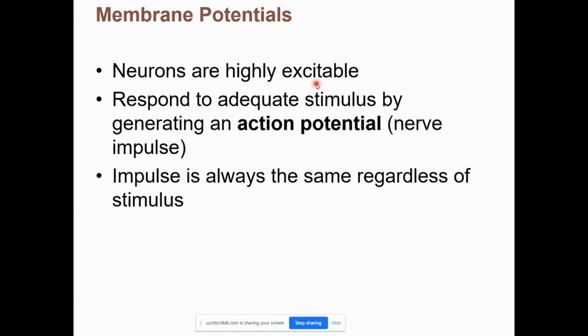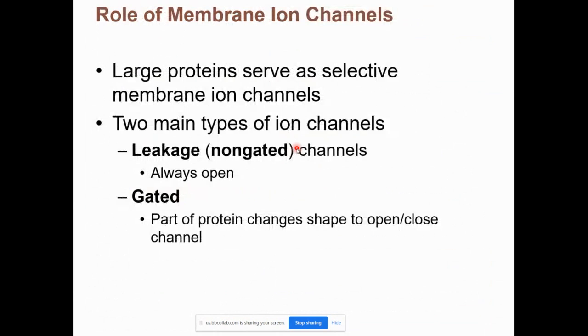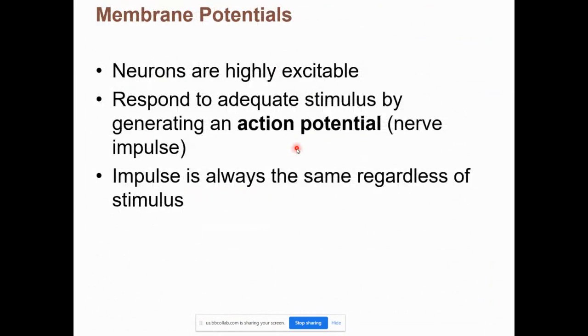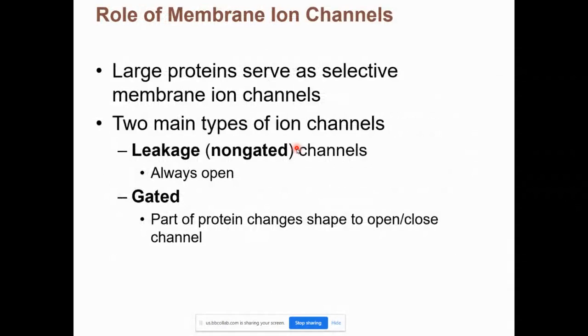So we know neurons are excitable. That's good. They can produce an action potential, right? And an action potential is always the same on a specific neuron, regardless of the stimulus. Like we said, an action potential either happens or it does not. We'll get to more of that in a second.